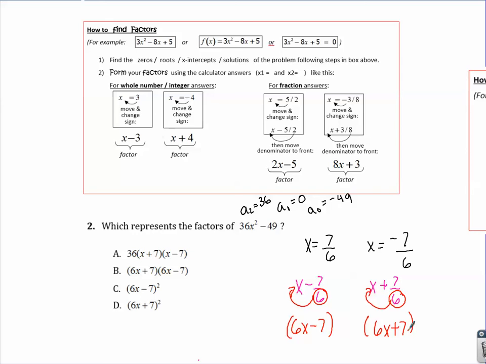So my factored form, I have 6x minus 7, that's right here, and I have 6x plus 7, that's right there. So my answer is B.